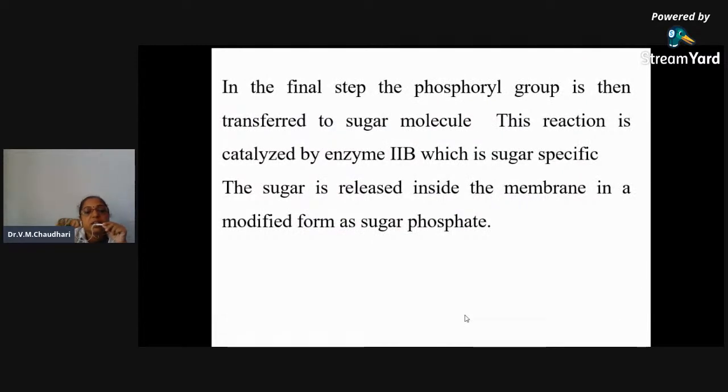So sugar is released inside the cell in the modified form, and that modified form is the sugar phosphate. Directly शुगर सेलमध्ये न जाता कशी गेली सेलमध्ये, शुगर फॉस्फेटच्या फॉर्ममध्ये गेली.